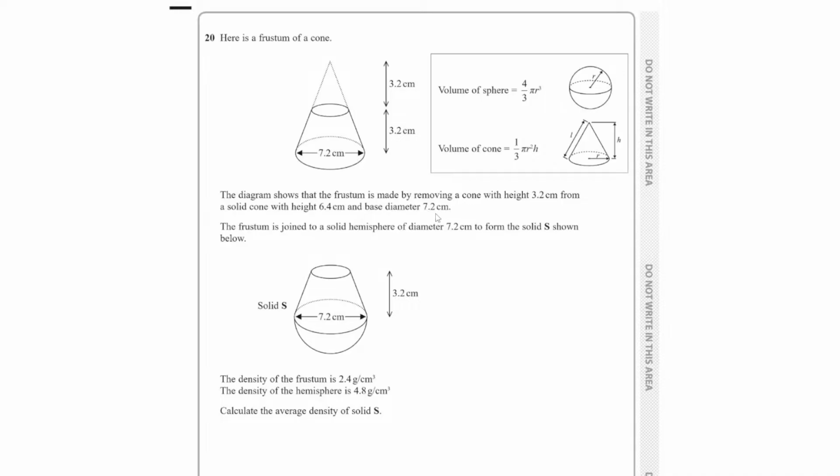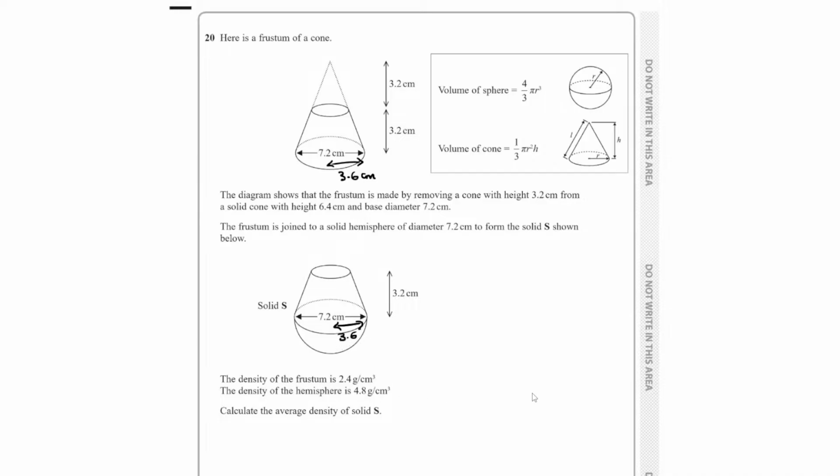Now, often they give you the diameter for cones and spheres because the formulas are in terms of radius, so do consider that. They do give you most of the time the diameter to trip you up. So I normally like to make a note before I even start that the radius is actually 3.6. The frustum is joined to a solid hemisphere, same diameter, therefore the same radius, to form a solid S, as you can see here.